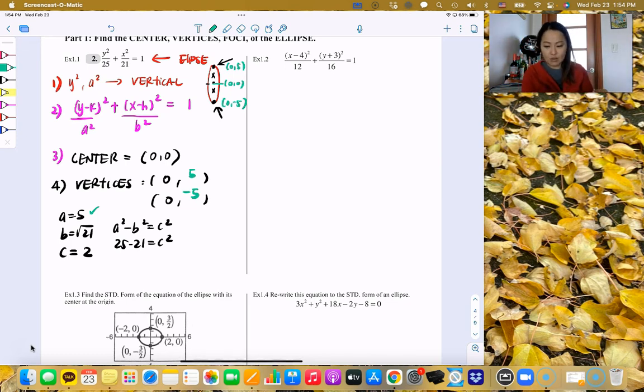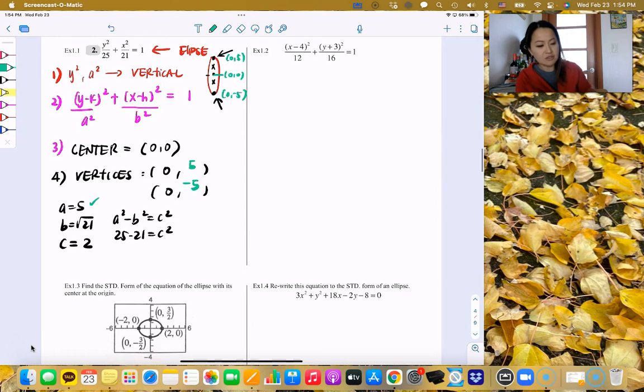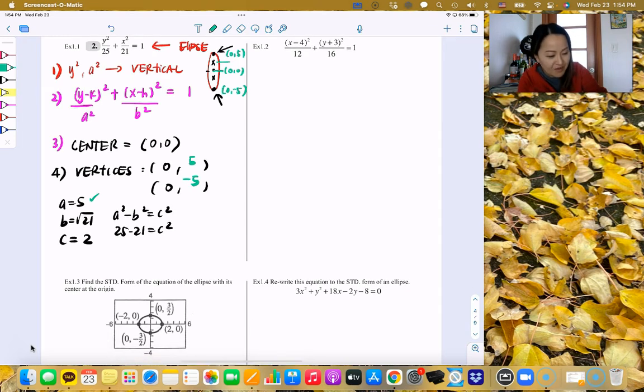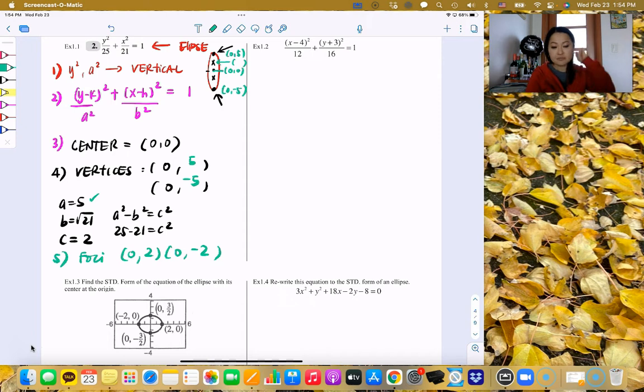Now for our foci, we're going to add our foci amount here. The foci is also, I guess, a 5th step: 0 something and 0 something. How much do we go up? Up 2 and down 2, and that's our foci, because that's what our C is. If you had to label this as a sketch, you'd have to label these coordinates as well. So that one must be plus or minus root 21, 0.